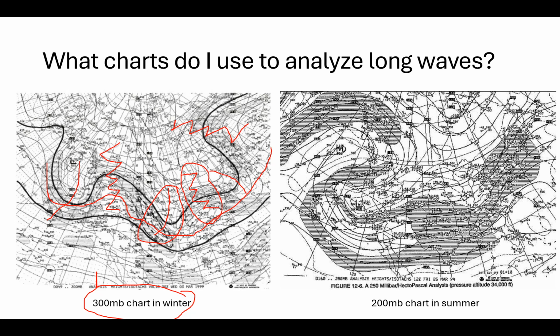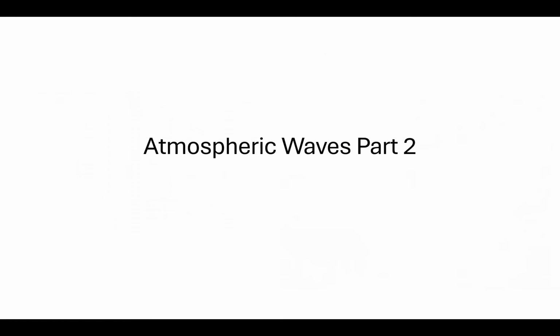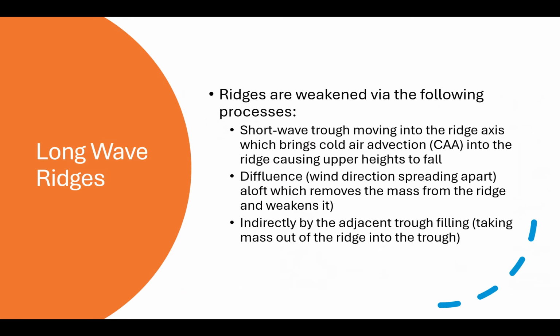We use that because our atmosphere is much warmer and more expansive. So we want to use this chart in the summertime, the 200 millibar chart. These hashed areas here indicate the general jet core or the highest wind speeds. Here you can see a ridge. See that upside down U shape. You can see a trough back here. And that's it. All right, that wraps up my training video, Atmospheric Waves Part 1.